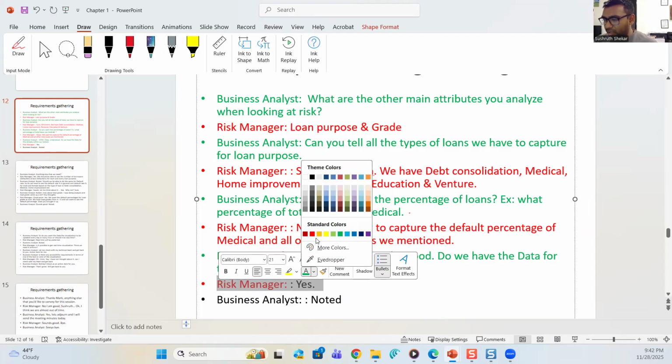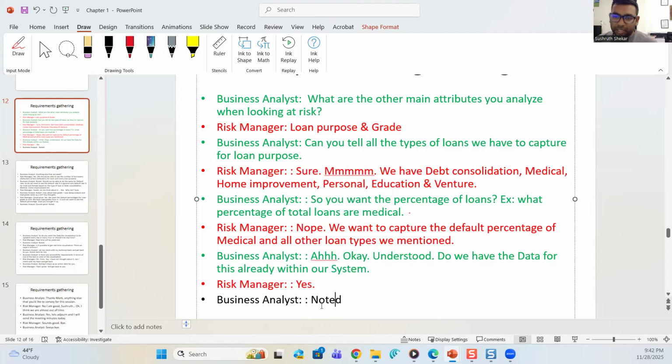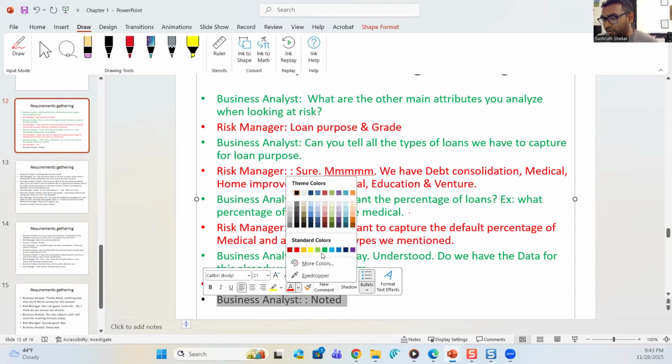If we don't have the data, then we need to do something. It's a dependency, and we might not be able to proceed, or we might be able to proceed, or we should wait for somebody to deliver something. That's not the case here. We will look into those cases later in the training. But for this scenario, they have the data. The risk manager says yes, we have the data, and the business analyst says, noted.